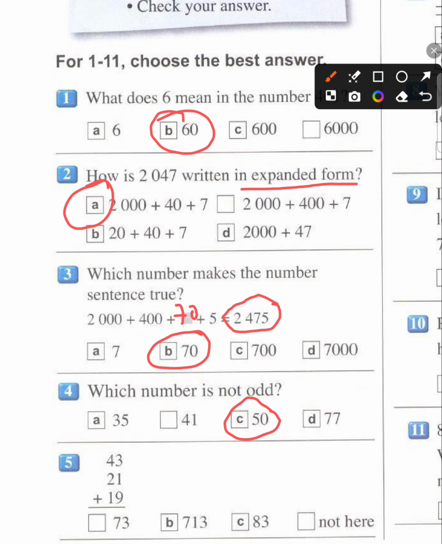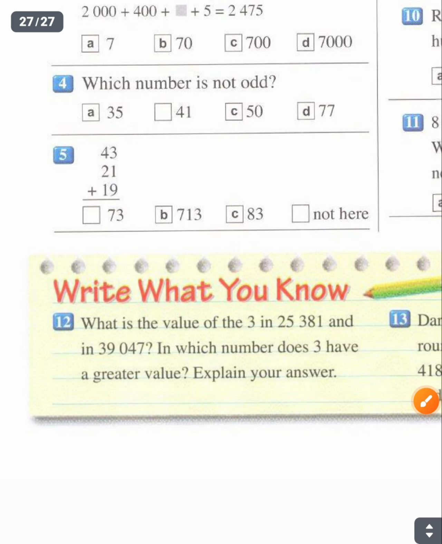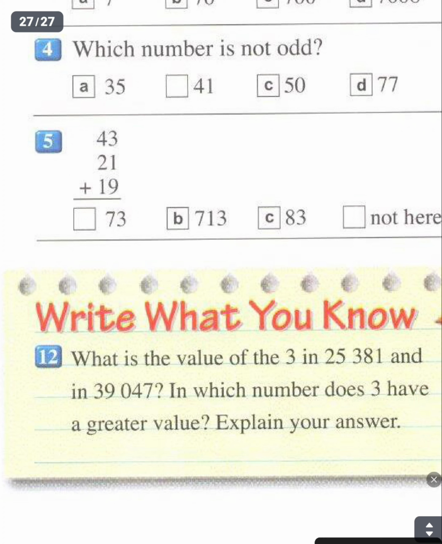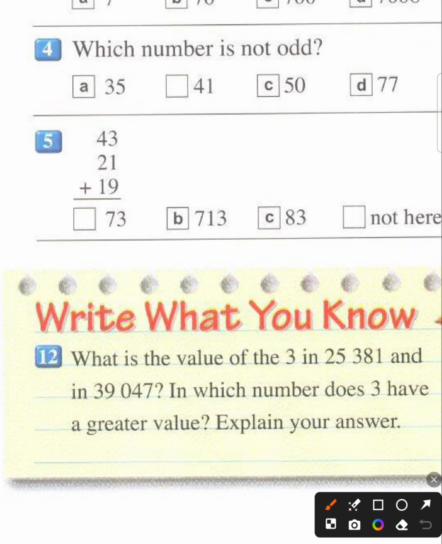Question number 5. We have 43 plus 21 plus 19, and which is correct? So we will calculate together. 3 plus 1 is 4 plus 9 is 13. 1 is 10. 4 plus 2 is 6 plus 1 is 7 plus this is 8. It means the correct answer will be C, 83. Okay, we go on to the other side.